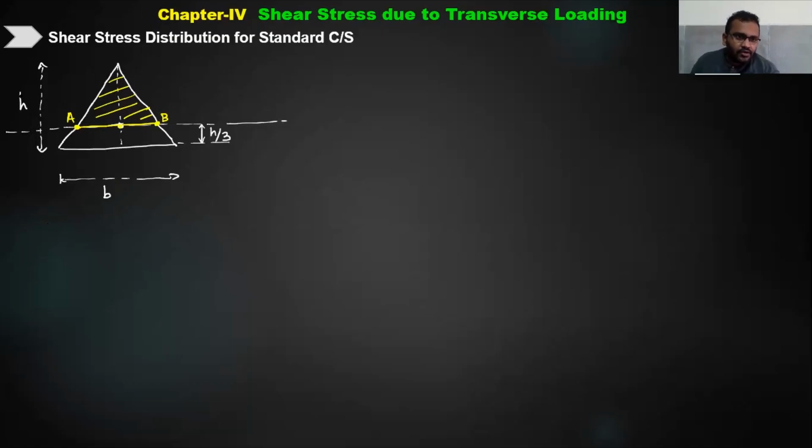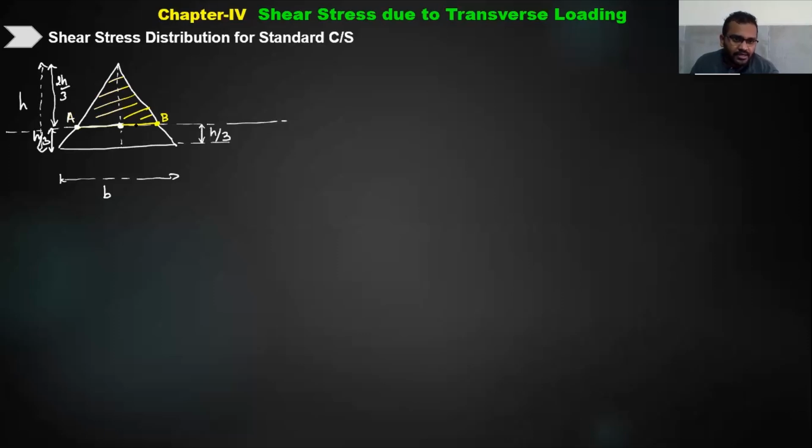If I divide the height, this is h by 3, and the height of my triangle is 2h by 3, right? So the height of this new triangle is 2h by 3, but its base will be different. So how much will that base be? That we don't know. So how can we find the base?